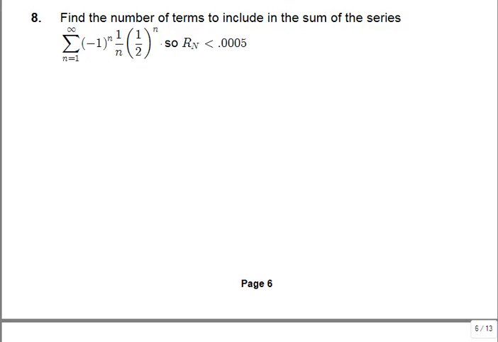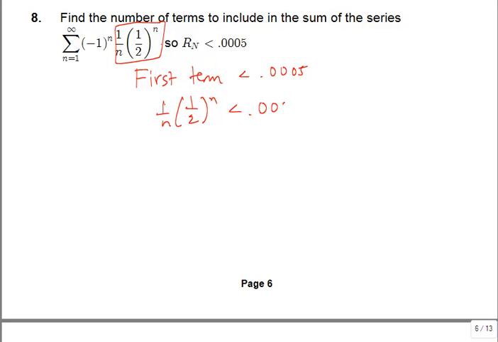Let's try another example. Find the number of terms to include in the sum of the series negative 1 to the n times 1 over n times 1/2 to the n, so that the remainder is less than 0.005. So just like before, what we're really looking for here is going to be the first term that is less than 0.005, because that's what our remainder actually is. So our generic term would be this part right here, and we want to know when that first hits 0.0005.